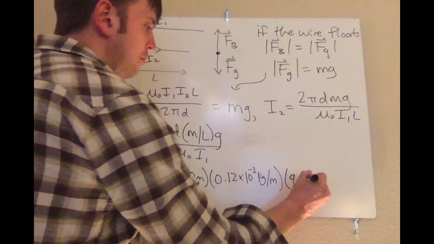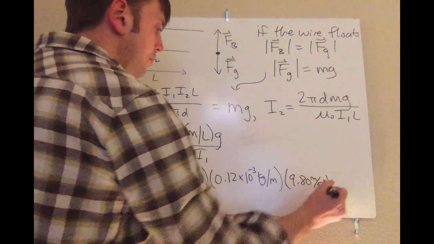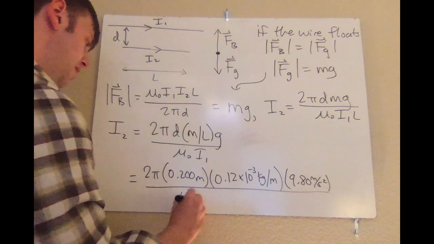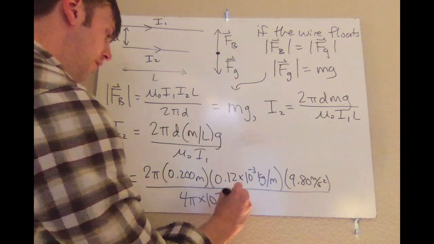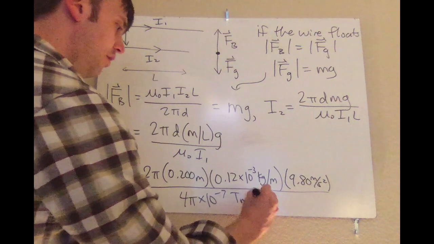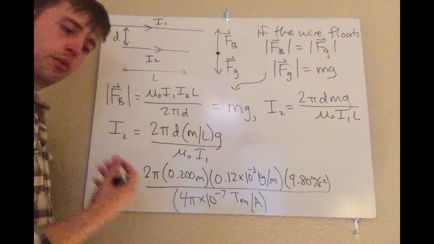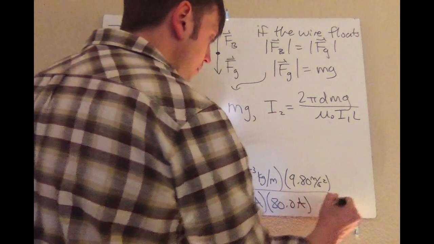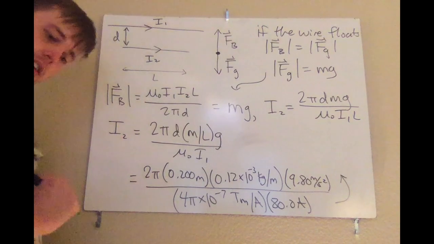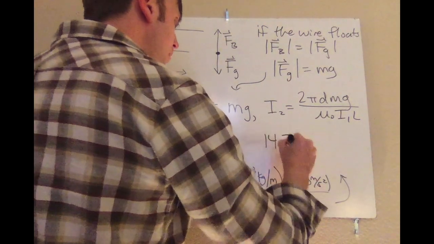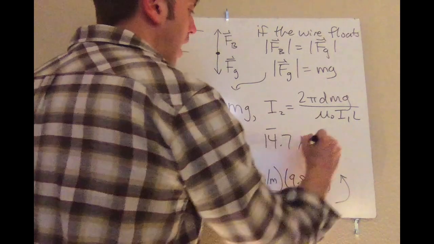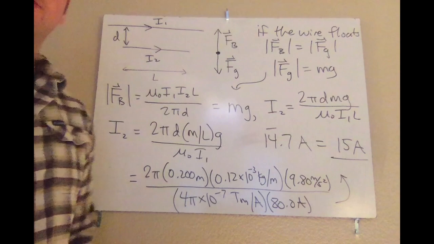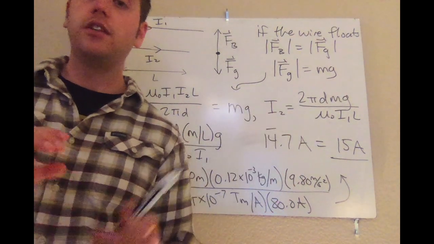And then for g, we have 9.8 meters per second squared. We divide that by mu naught, which is 4 pi times 10 to the minus 7 Tesla meters per amp. That's the unit. And then I1, that was 80 amps. So what does this work out to? Well, it's 14.7, but we'll keep 2 sig figs, so about 15 amps. That's how much current you need to run through that second wire so that it floats there and is suspended.